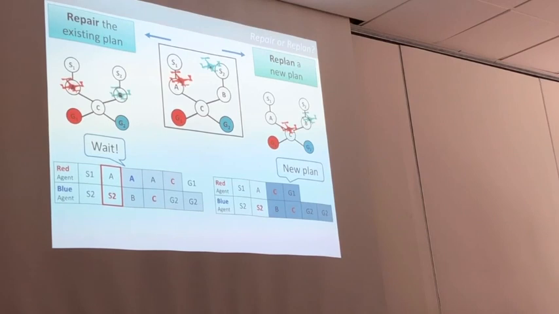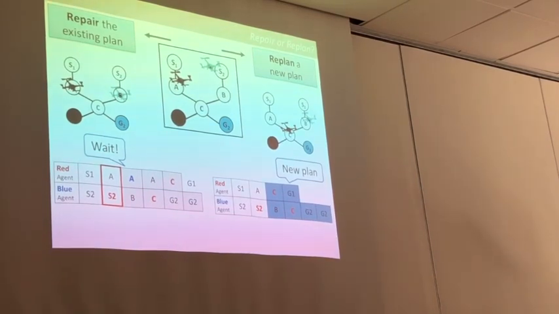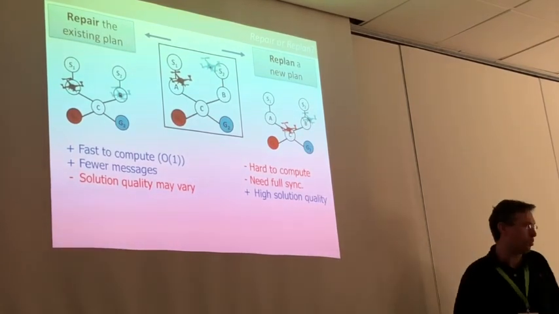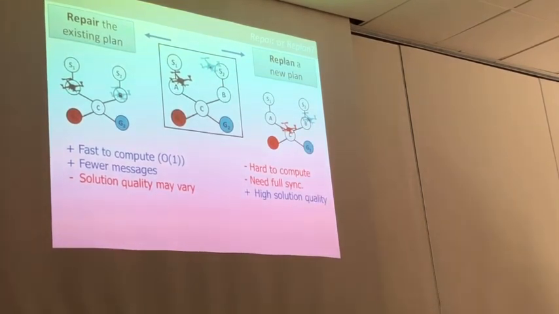Okay, so why shouldn't we always repair? If replan is so horrible, why not always repair? This example is here. Easy questions now. Why is repair not always the best option? Takes longer. Again, a simple question. I'll get to the harder one maybe later. Okay, so very, very simple. Repairing is fast compute, fewer messages, no communication, but solution quality may be bad. Replanning, better solution quality, but you need to synchronize and it's hard to compute.